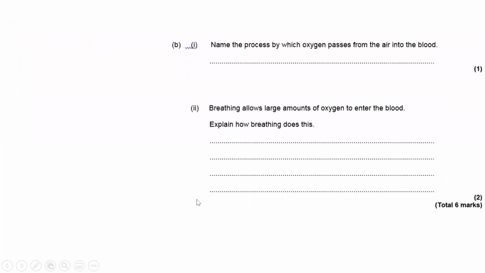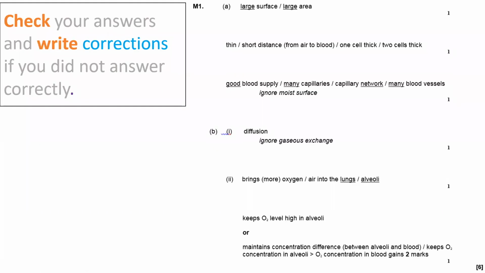It's actually very straightforward. Breathing brings oxygen into the air, into the lungs and the alveoli, and keeps the oxygen level high in the alveoli. Again, this is very much extension. Or you can explain it in a more complicated way: maintains concentration difference between alveoli and blood. Keeps O2 concentration in alveoli greater than the oxygen concentration in blood. That gains 2 marks. These two answers together equal that one. So it brings more oxygen into the lungs and the alveoli, and keeps oxygen level high in the alveoli.